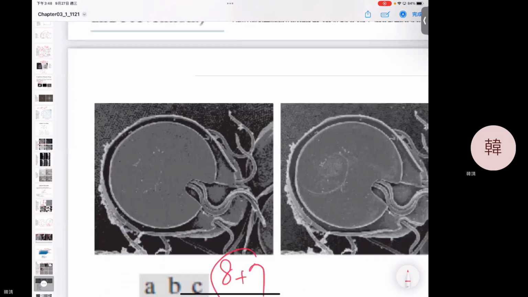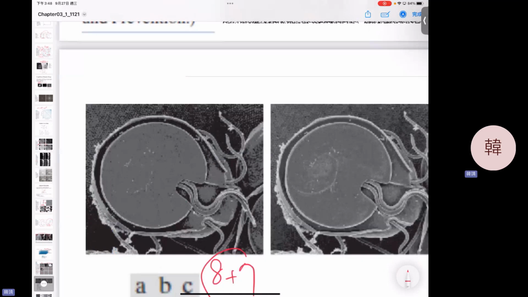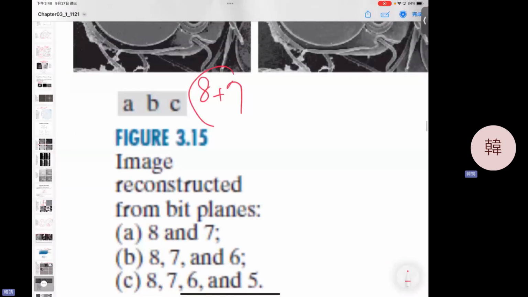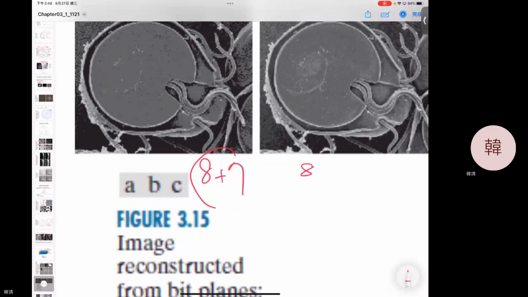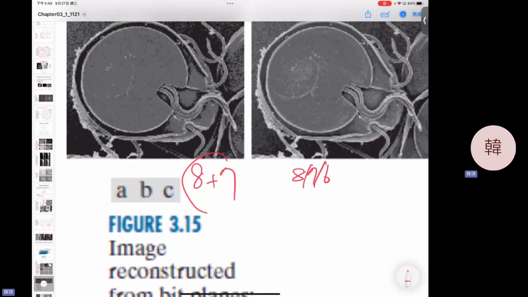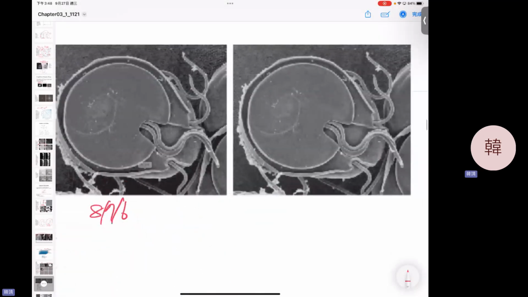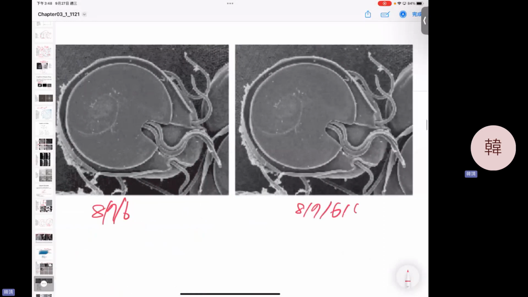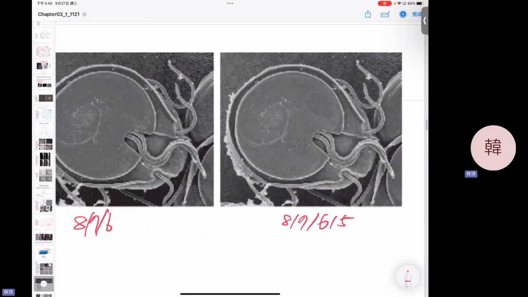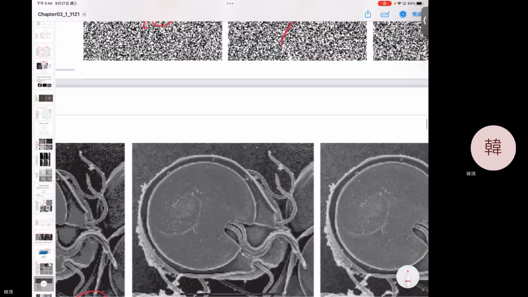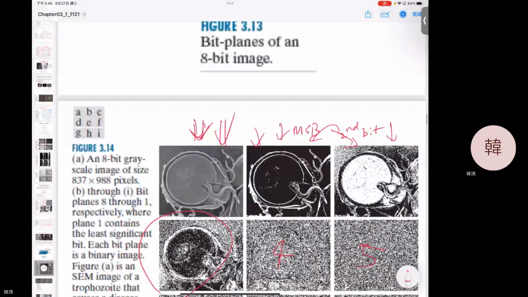So the major part is here, and the second one is 8, 7, 6 added together, and this is 8, 7, 6, 5, 4 bits. Actually, use your visual system to compare the original one, this one, and this one.